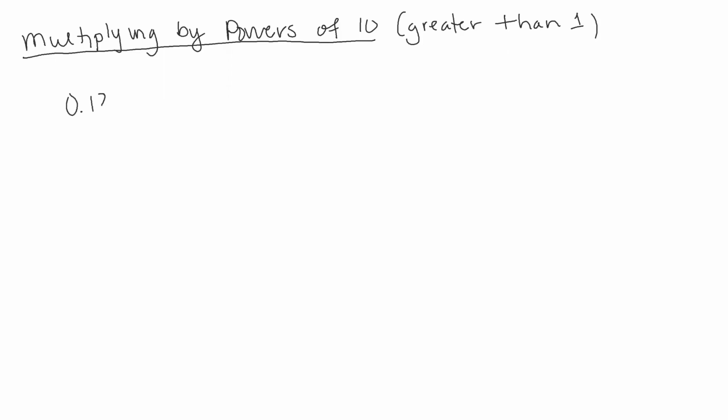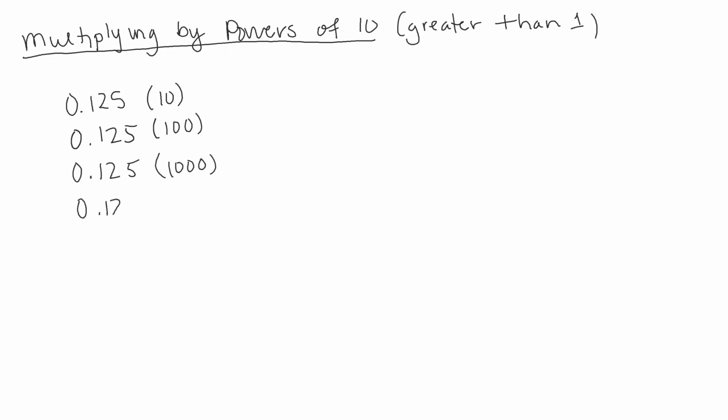Let's say I have 0.125, and I'm going to multiply it by 10, then 100. Then I'll go ahead and multiply it by 1,000, and then 10,000, and then maybe 100,000, and we'll stop there because you'll be able to easily see the pattern at that point. Okay. Now I'm going to go ahead and just tell you the answer.